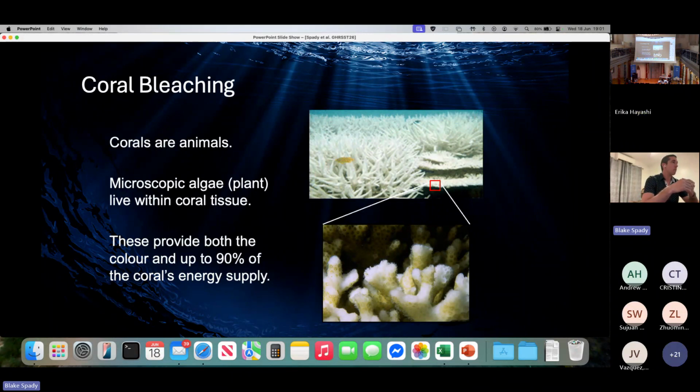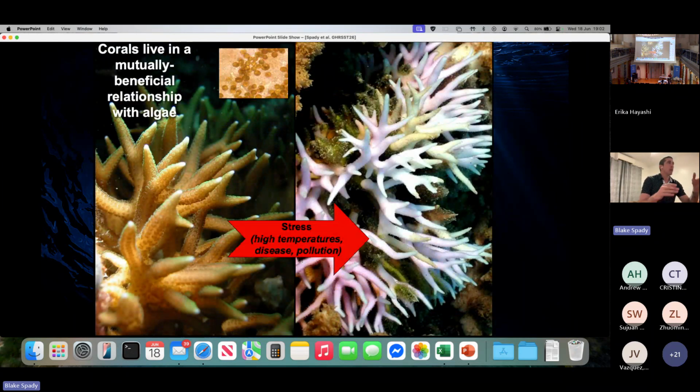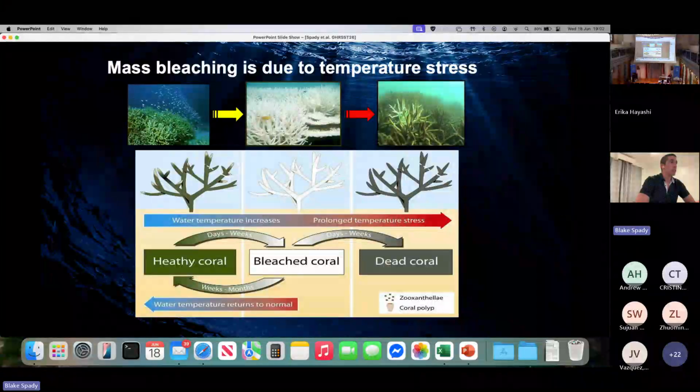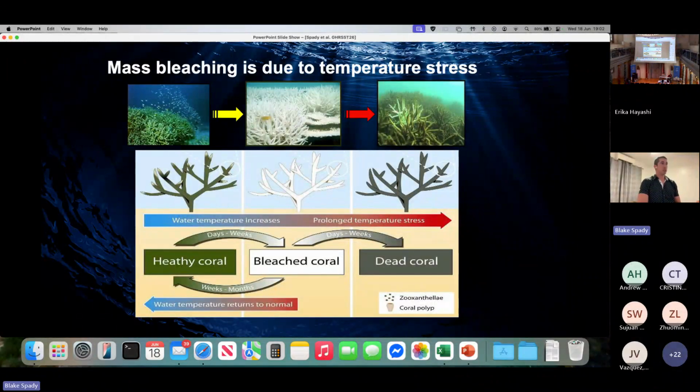Corals are animals. They have a symbiotic relationship with a microscopic algae that live within their tissue. Via photosynthetic activity, this algae can provide up to 90% of that coral's energy supply. When corals become stressed, it can break down that relationship, causing the coral to expel that algae from its tissues in a process called bleaching. This can be caused by any number of stressors, but when we talk about mass bleaching, which is happening at very large geographic scales, this has only been linked to temperature stress.